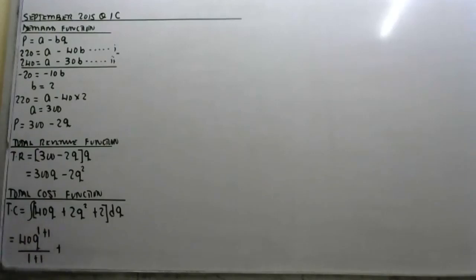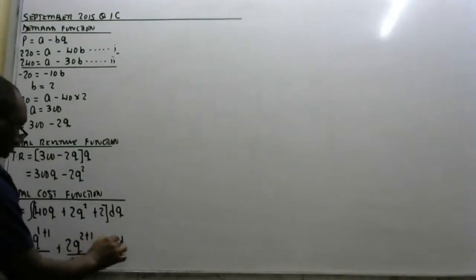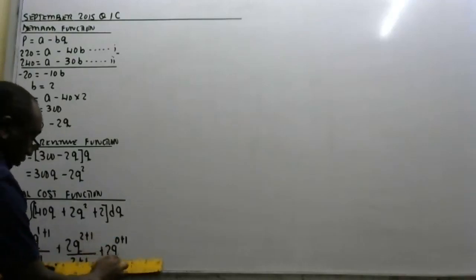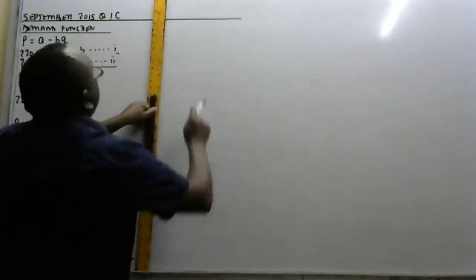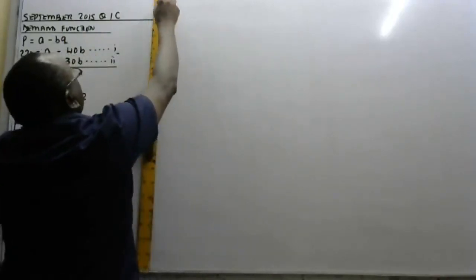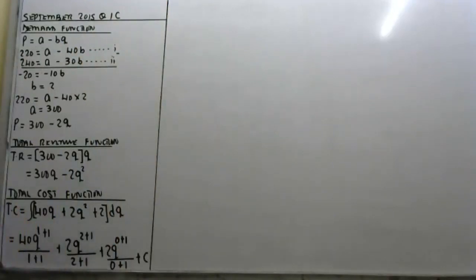Like in 2Q squared, you add back 1 and divide by the new power, 2 plus 1. Then plus 2, which is currently raised to power 0. You add back 1 and divide by 0 plus 1. Then you add C, the constant of integration.